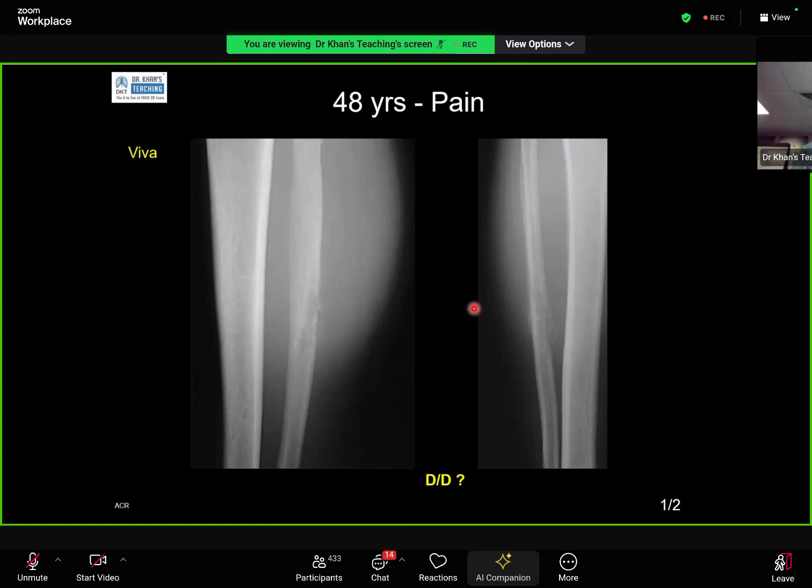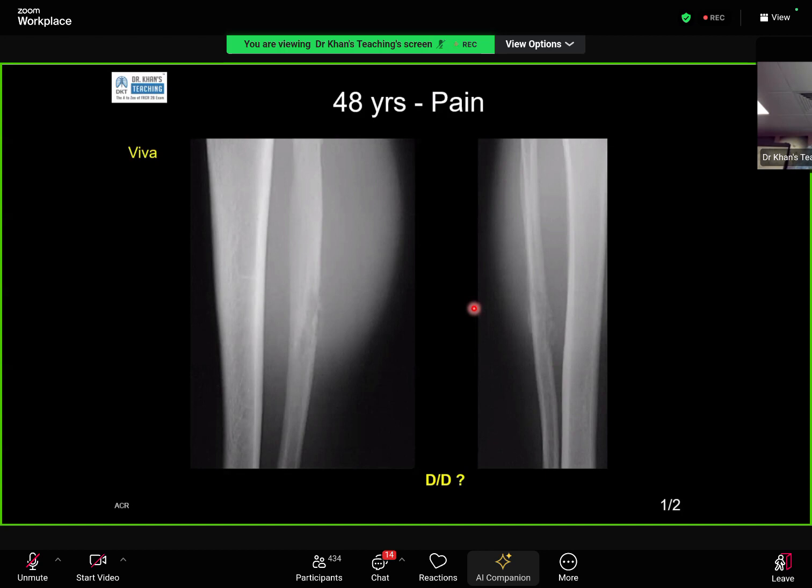Metastasis. Yes. So you see, in the last case, you did very well, where you confined yourself to the age group of the patient. That was a 15-year-old, and you did well to give me a differential diagnosis which was in that age group.